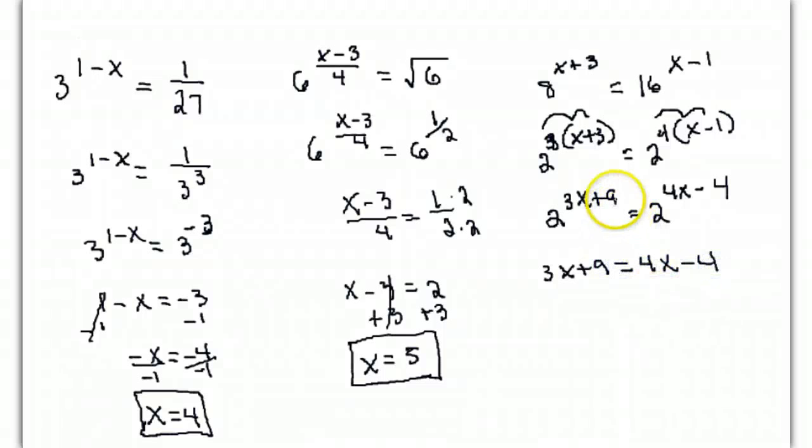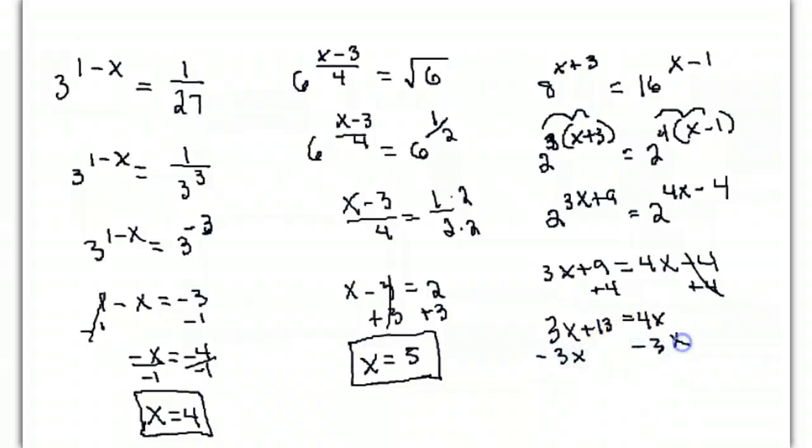And then how do you solve this? Add 4. If you add 4 to both sides, you've got 3x plus what? Equals 4x. And so now what? Subtract 3x and you've got 13 equals x. And so you've got your answer. You can check this by plugging it in, but sometimes it might be painful plugging it in.